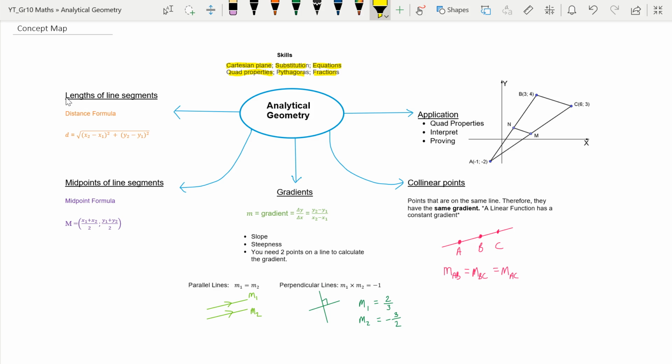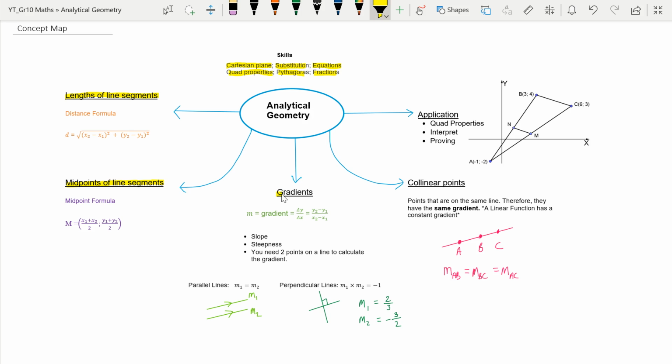Okay, let's start on the left there. So the distance formula, we use the distance formula to calculate the length of lines. So, for example, we're going to look at 2 points. We're going to use those 2 points, plot it on the Cartesian plane, and we are going to find the length of that line segment. Then we use the midpoint formula to find the midpoint of a line segment. So again, we will have 2 points, and then we're going to find the point that's exactly in the middle.